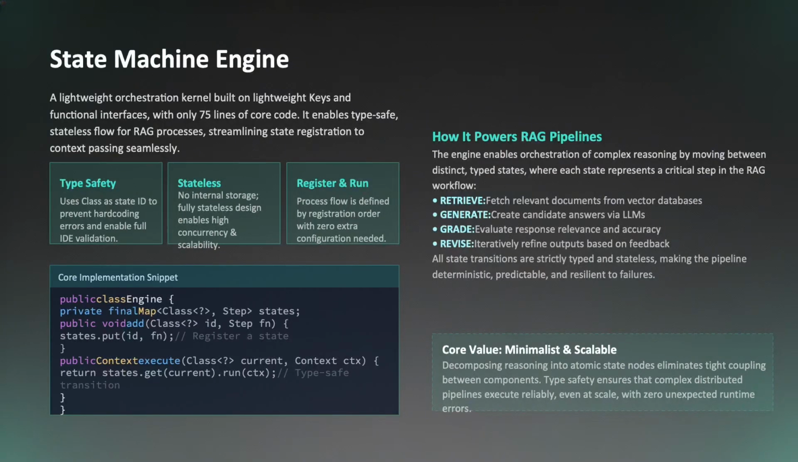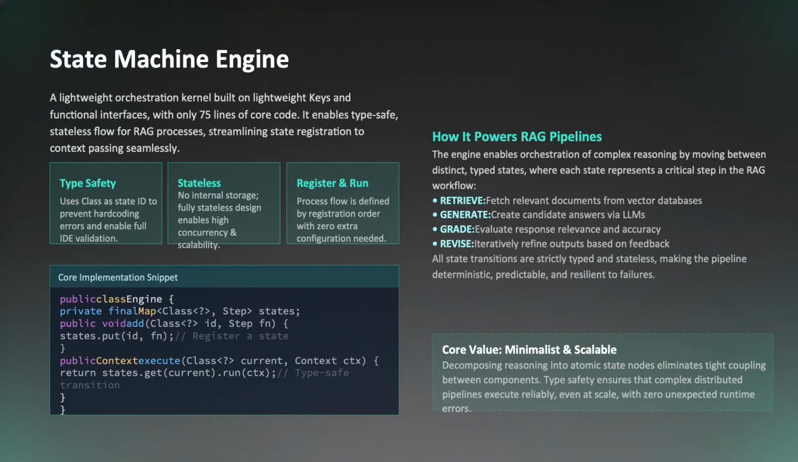Every step in the RAG workflow is encapsulated as an independent type state node, such as retrieve to pull documents from vector databases, generate to create candidate answers with LLMs, grade to score result relevance, and revise to iteratively refine low-quality outputs. All state transitions are strictly typed and stateless, making the entire pipeline deterministic, predictable, and resilient to service failures. This state machine has 3 standout features.